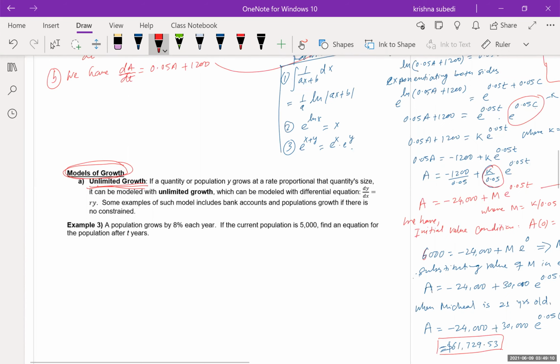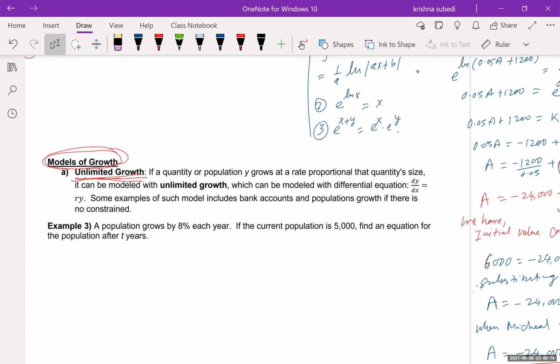So first, let's try unlimited growth. What does that mean? If a quantity or population Y grows at a rate proportional to that quantity's size, then it can be modeled with unlimited growth. So there is no constraint, there is no restriction. Okay, and that kind of unlimited growth can be modeled with the differential equation dy over dx equals ry in that form. Some examples of this unlimited growth include bank accounts, population growth, etc., if there is no constraint. But if there is a constraint, then we call it limited growth. We'll look into that later.